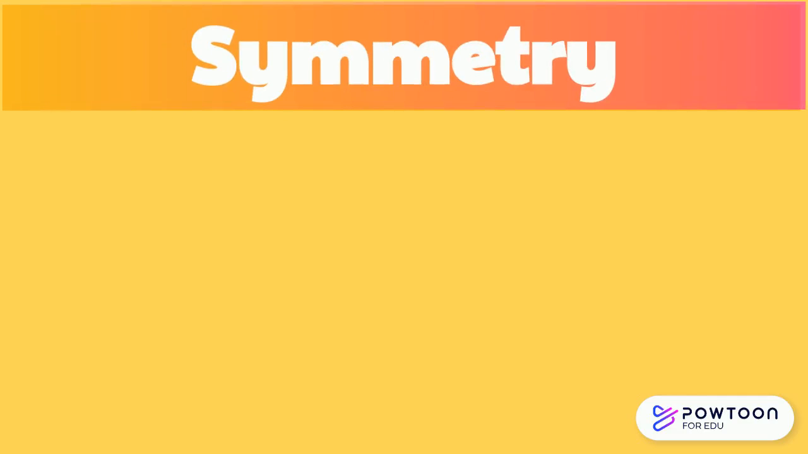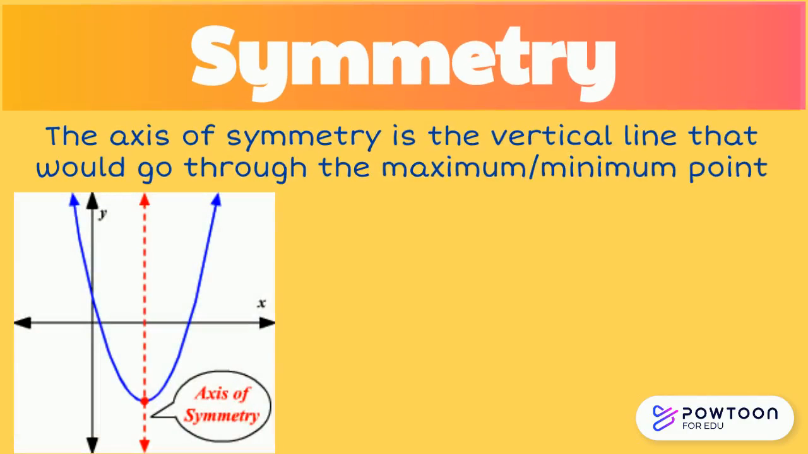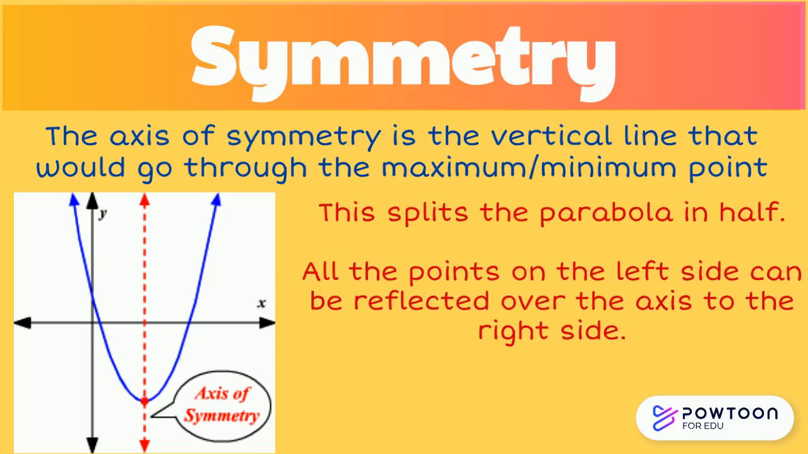As I mentioned earlier in this video, there is symmetry in a quadratic function. So there's an axis of symmetry, which is just a vertical line that would go through the maximum or minimum point. It kind of splits the parabola in half, so all the points on the left side could actually be reflected onto the right side. Our answer is always just going to be x equals a number.